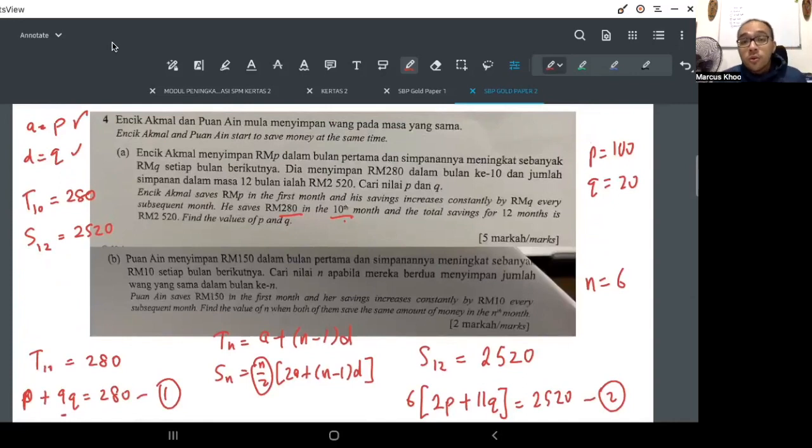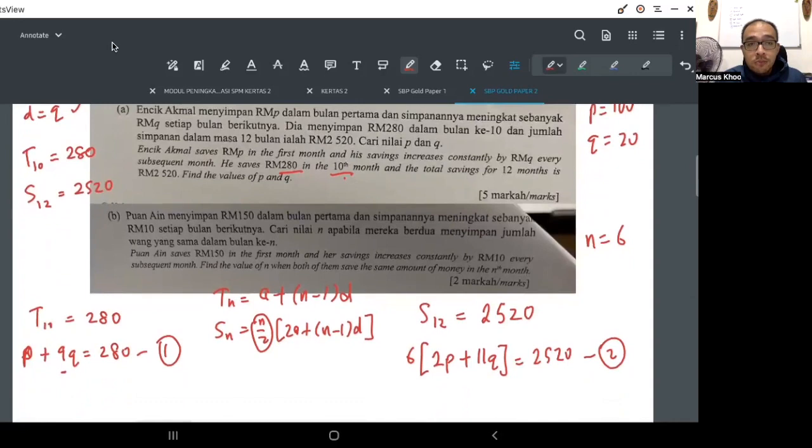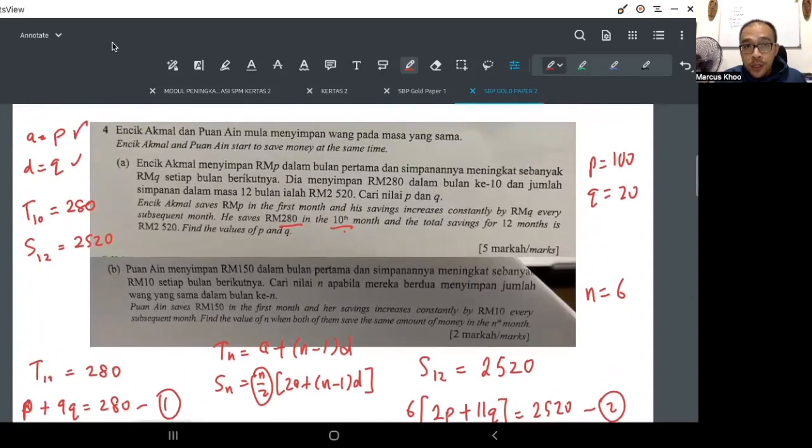Okay, so we find that most of the time arithmetic progressions, especially in paper 2, they tend to lean towards doing a lot of simultaneous equations questions. So it's a good idea for you to practice that.